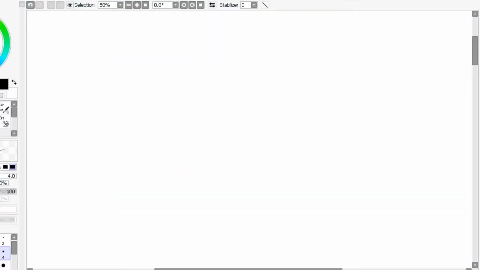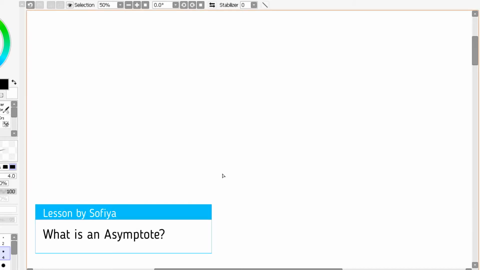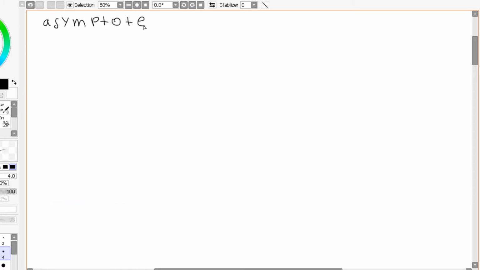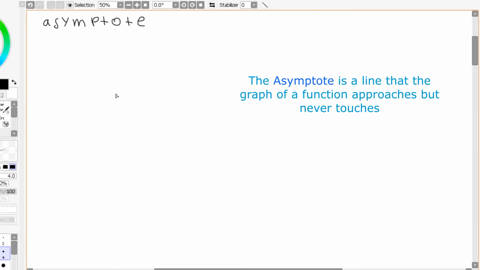In terms of exponential functions, you may have heard of the term asymptote. What is that even? The asymptote is a line that the graph approaches but never reaches. I'll write that down.